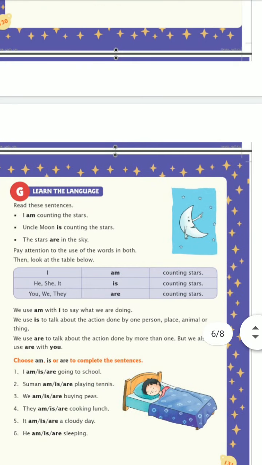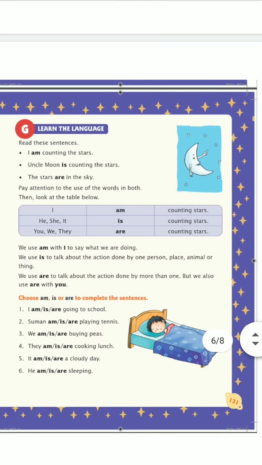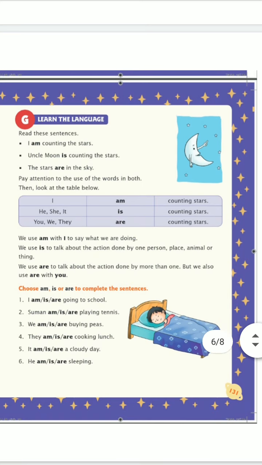In the learn the language part, we will read the sentences. We are going to learn about is, am and are. How and why do we use is, am and are? There is a box given to us which tells us that whenever we talk about ourselves, when we tell something about ourselves that is related to us, then we use am. Am is always used with I.